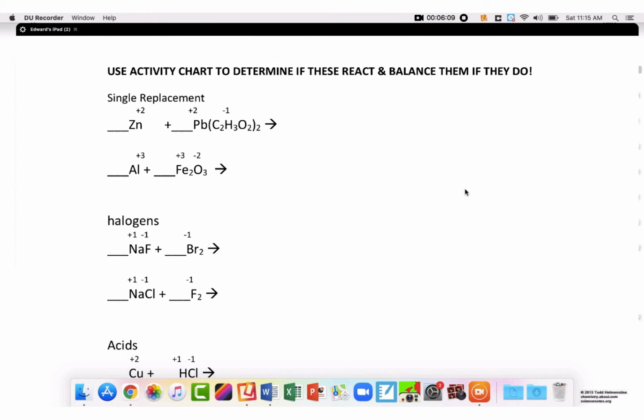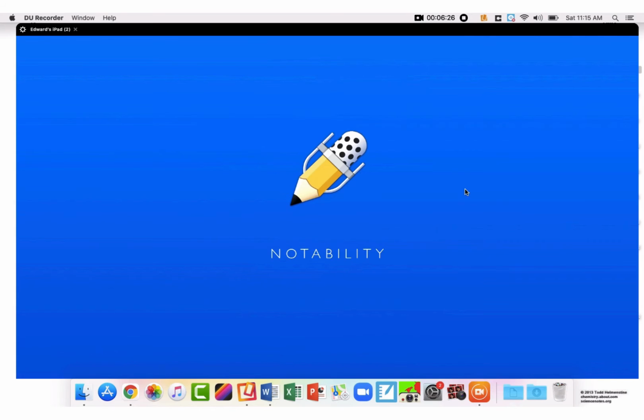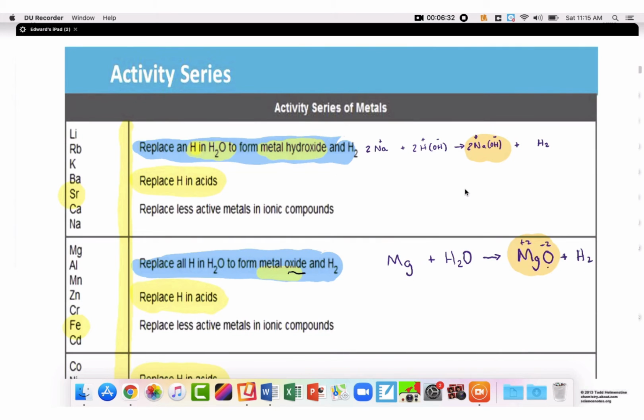All right, on these you have to use the activity chart to see if they will react. Now the activity chart is the chart that has them listed. The top ones will replace the ones that were below it. So let's see here. I'll have to go back into my activity chart. I'm sure I have one right here. Oh, we've done a lot of notes since then. Here's my activity chart, my activity series.